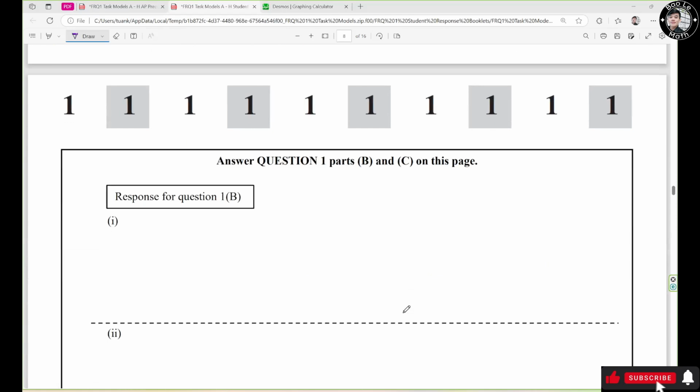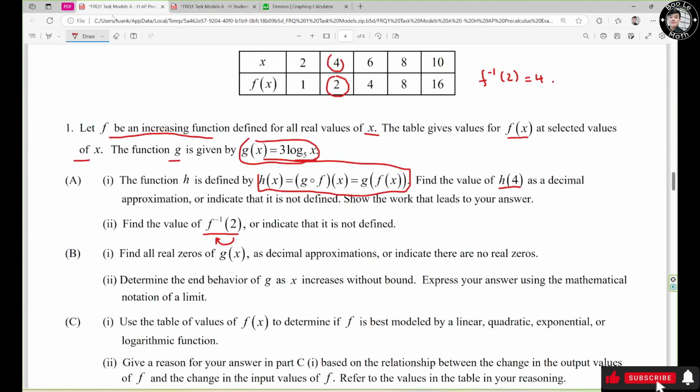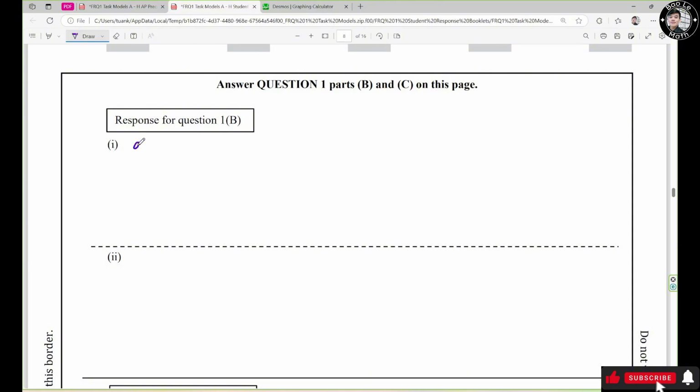Now let's move on to BI. So it's going to be right here. Find all zeros of G of S as decimal approximation. Alright, so G of S equals 3 times log base 5 of S. We need to find 0, right? So we just say G of S equals 0, right? It's the same thing as 3 times log base 5 of S equals 0, right? And then divide both sides by 3, so it's going to be log base 5 of S equals 0, right? Now you just draw the arrow, so keep that in mind like this, okay?